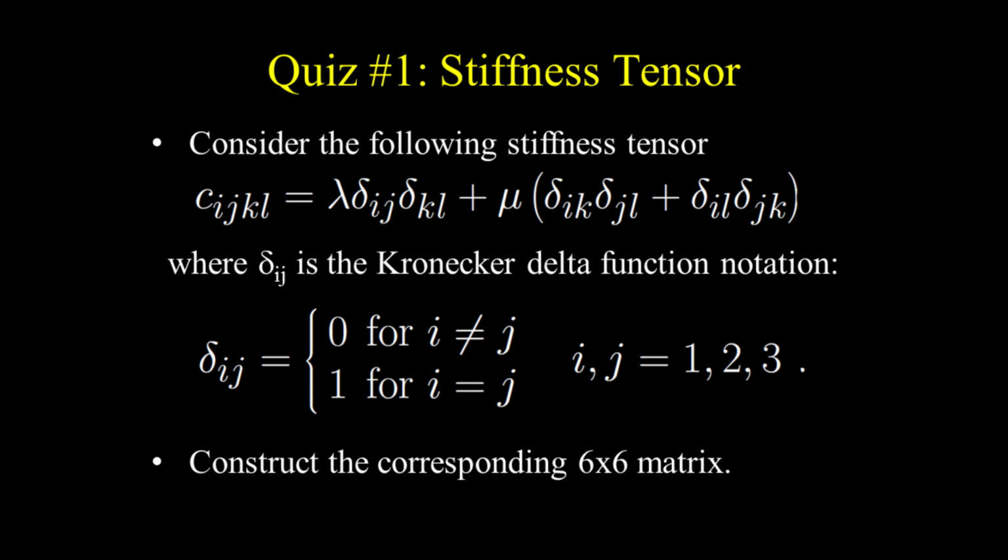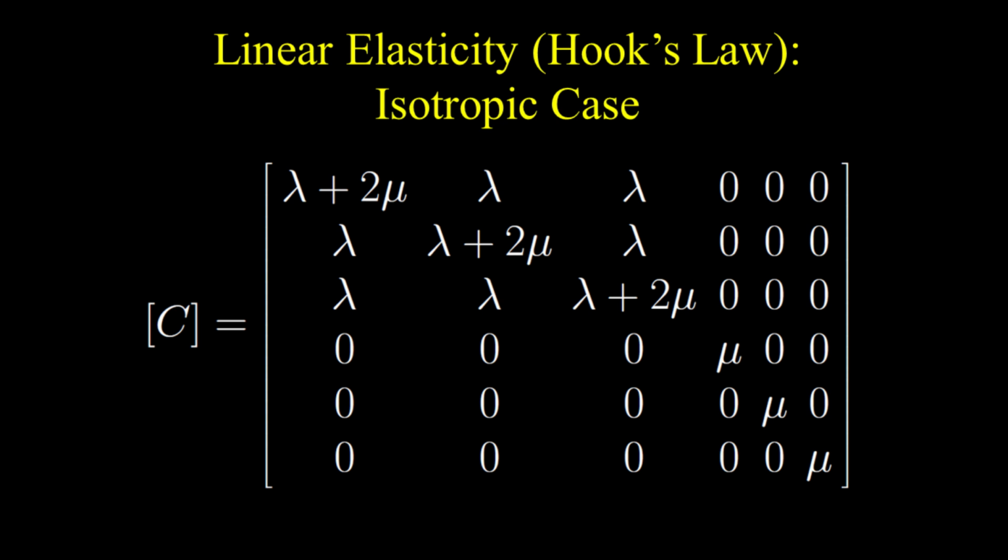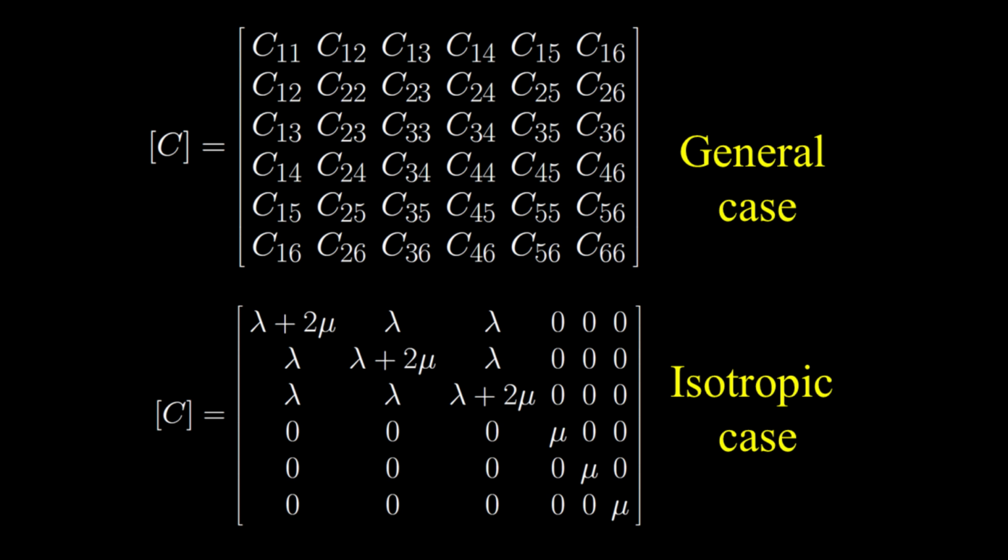Let's take a quiz about stiffness tensor. Consider the following stiffness tensor, where delta ij is the Kronecker delta function notation, as shown here. Construct the corresponding 6x6 matrix. Here is the answer. Pay attention to the structure of this matrix and to the number of independent parameters this matrix contains.